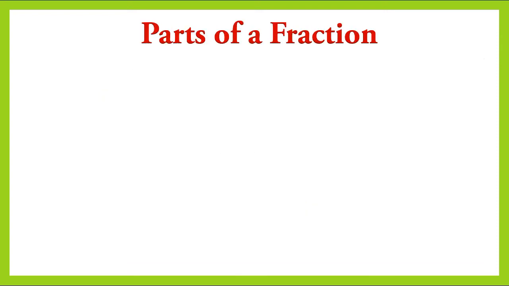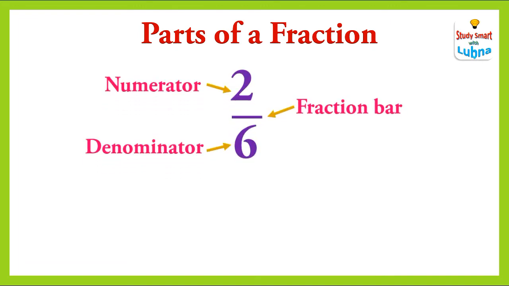How do we write a fraction? Here an example of a fraction is given. Here you can see it has two parts, numerator and denominator. The top number is called the numerator and the bottom number is called the denominator. And this line is called the fraction bar or a division bar. The denominator represents the total number of equal parts and the numerator represents the number of equal parts we have.